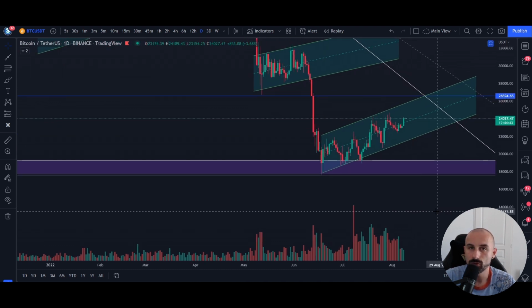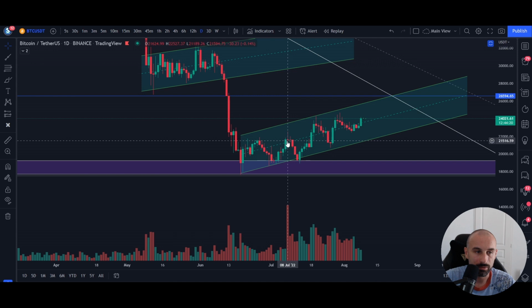So there will be a video where I explain in detail the concept of effort and result. But in general lines, the effort is the volume and the result is the candle. Right here, we had an immense effort with very little result. In this case, the result is the body of the candle that is barely visible.